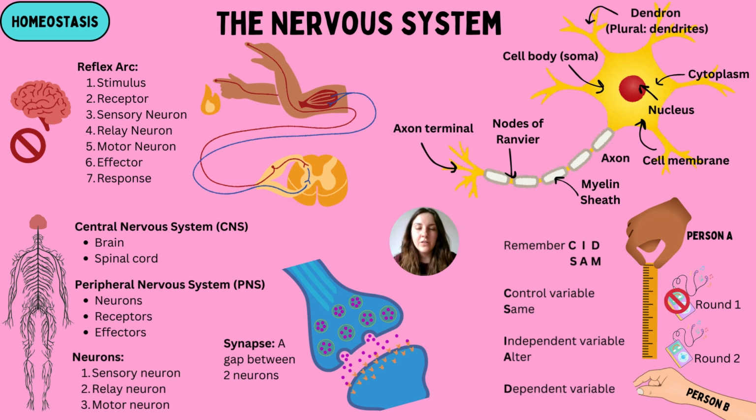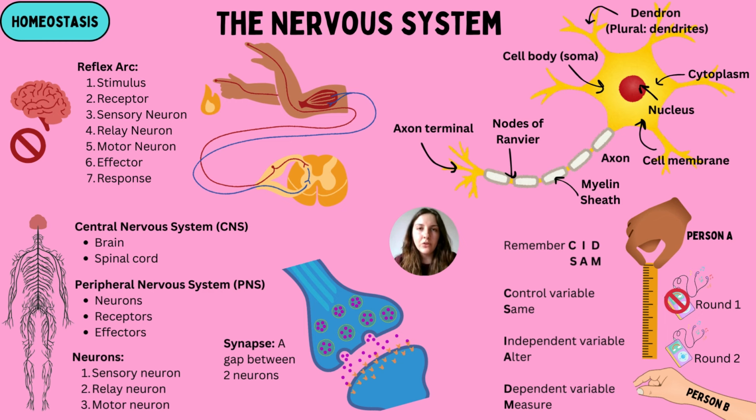Let's get started. The first topic is homeostasis. We're going to talk about the nervous system. So the nervous system is made up of the central nervous system and the peripheral nervous system. So you have your brain and spinal cord in the center, and branching out from there, we have our three different neurons: motor, relay, and sensory neurons, and also the effectors and receptors.